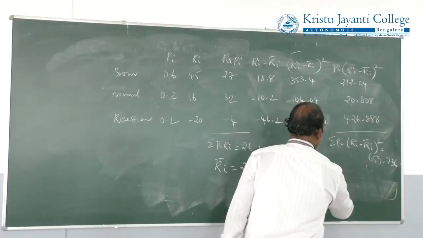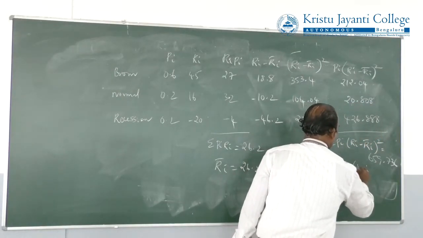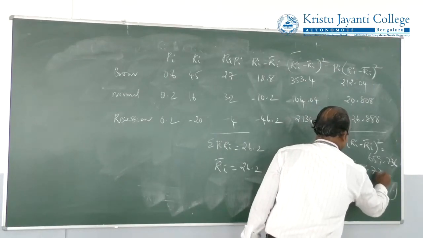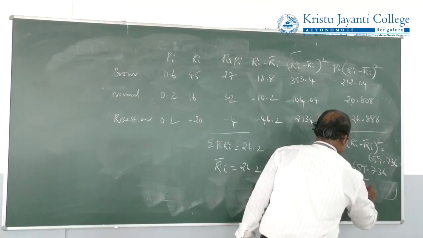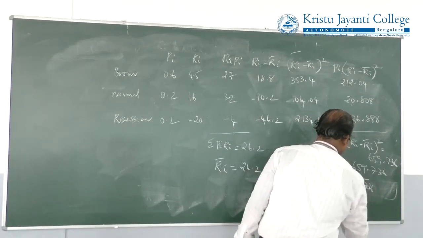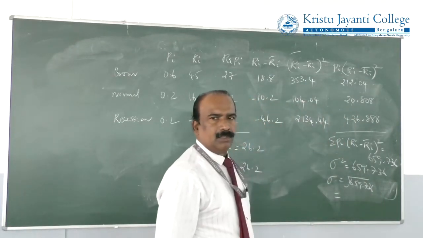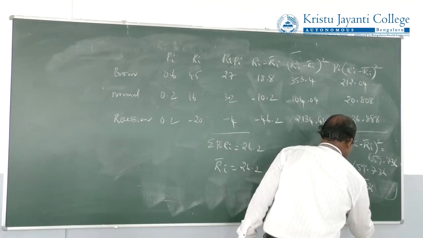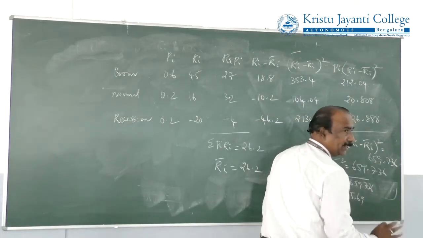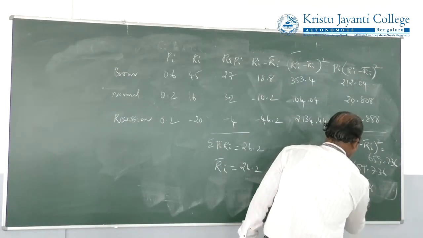Okay, this is called variance. Standard deviation squared is 659.736. Standard deviation is equal to the root of 659.736, which is 25.69.